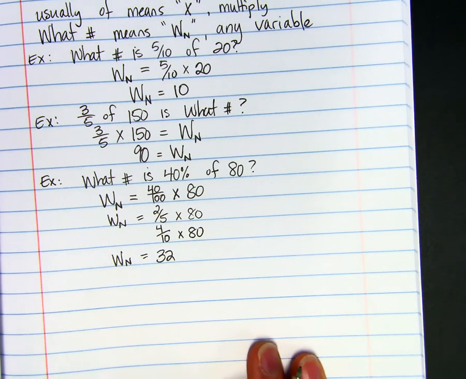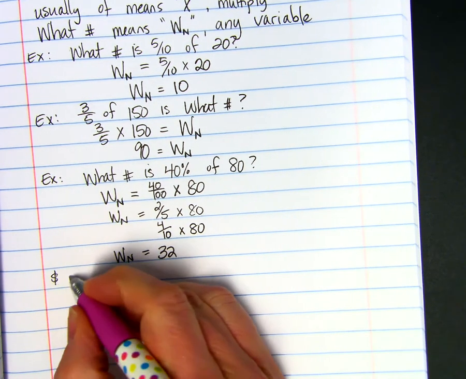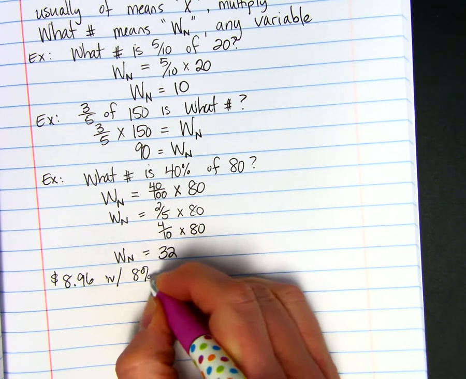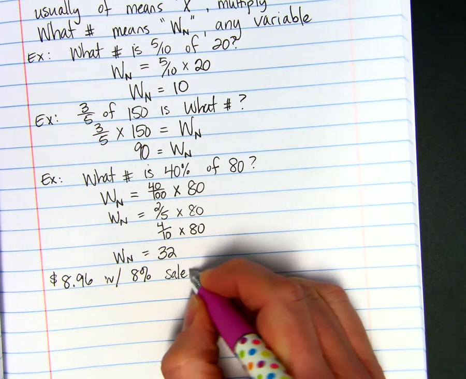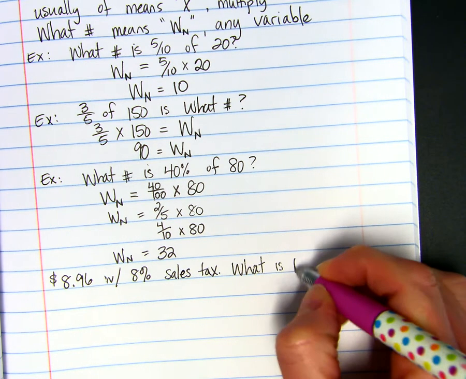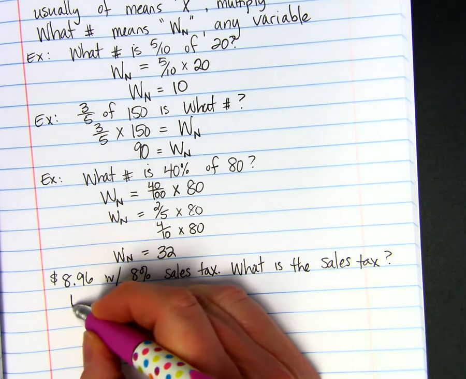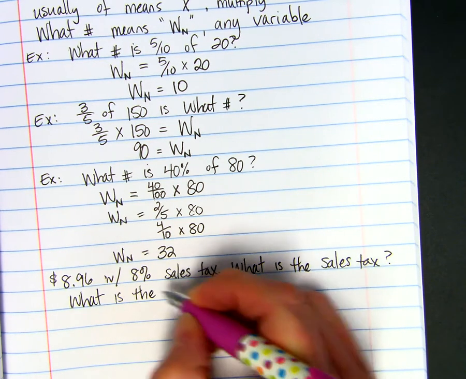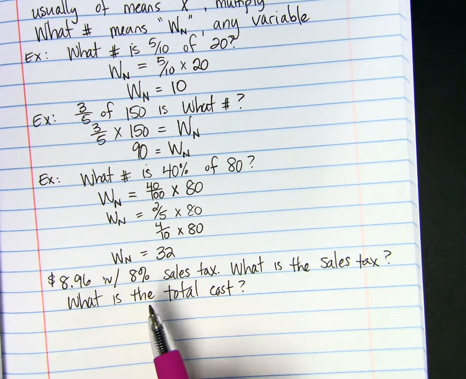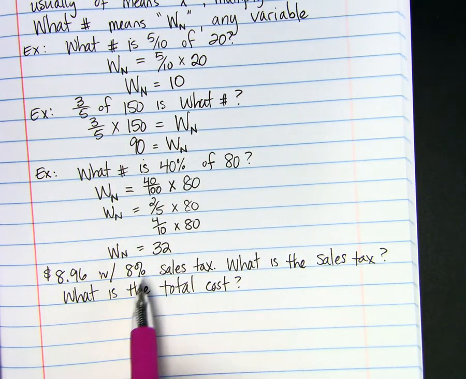Now I'm going to do one more example that has a lot more words in it so that we can talk about how to translate that. So we have $8.96 with 8% sales tax. What is the sales tax? And then what is the total cost? Oh, so this is also our percent of a number, part 1. So all this up here was fractional parts of a number. Here's percent of a number here and here.